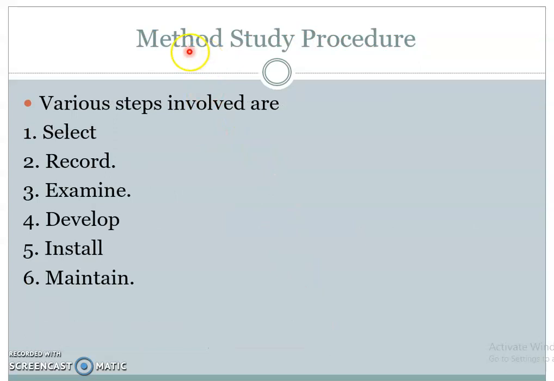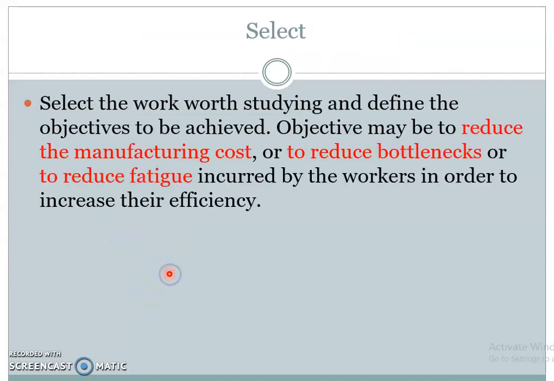Now let us look at the method study procedure. In the method study procedure there are various steps involved. Let us see them one by one: select, record, examine, develop, install and maintain the standard method.